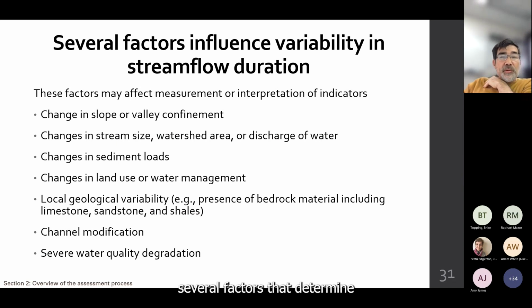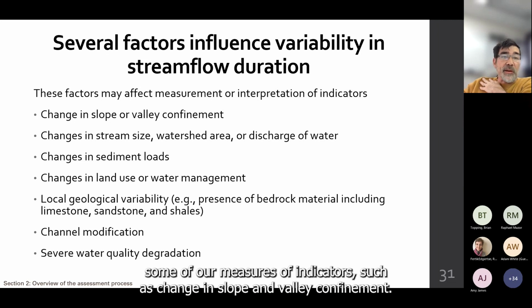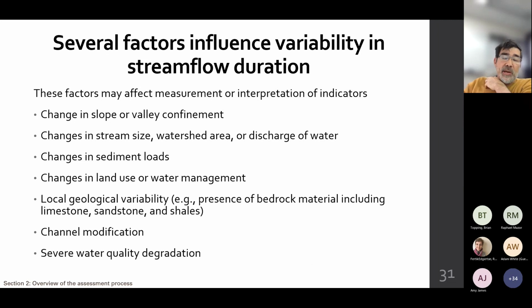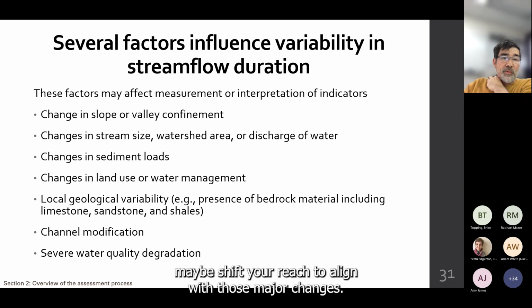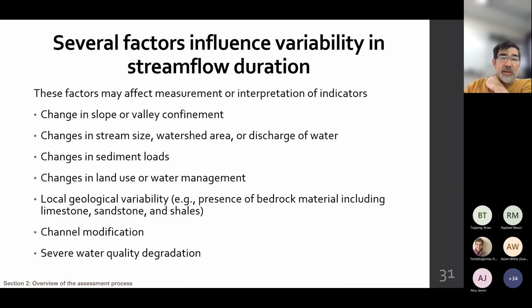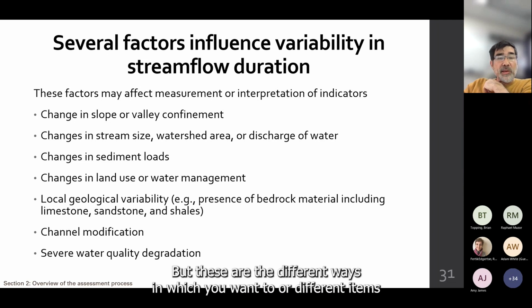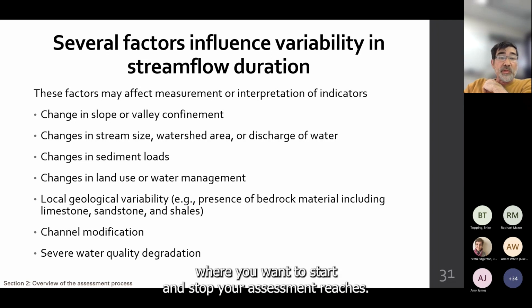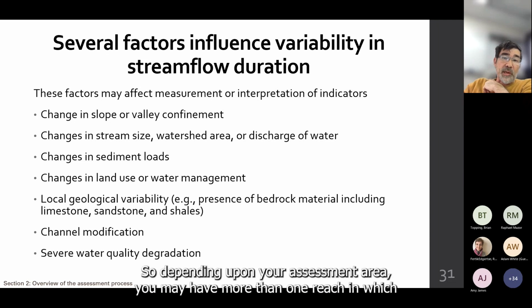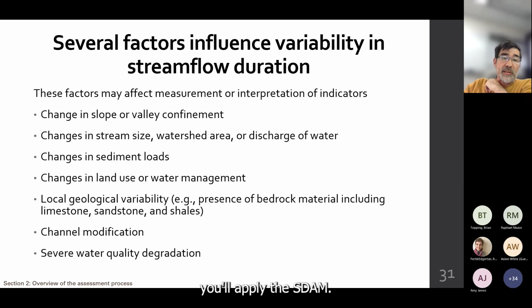There are going to be several factors that determine variability of stream flow duration. Some of these are some of our indicators, such as change in slope and valley confinement. When those things change within the reach, you're going to want to maybe shift your reach to align with those major changes. We'll discuss some of this in a few slides. These are different items you use to characterize where you want to start and stop your assessment reaches. So depending upon your assessment area, you may have more than one reach in which you'll apply the SDAM.